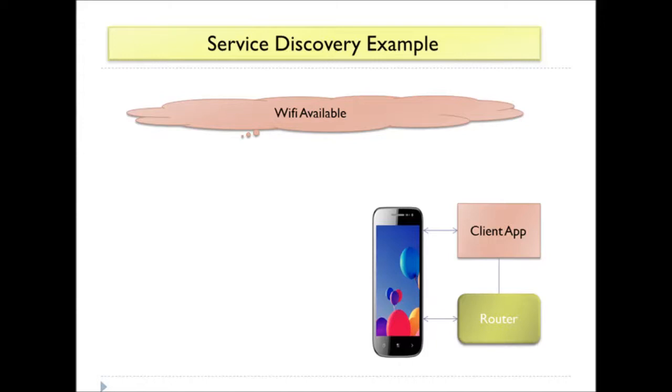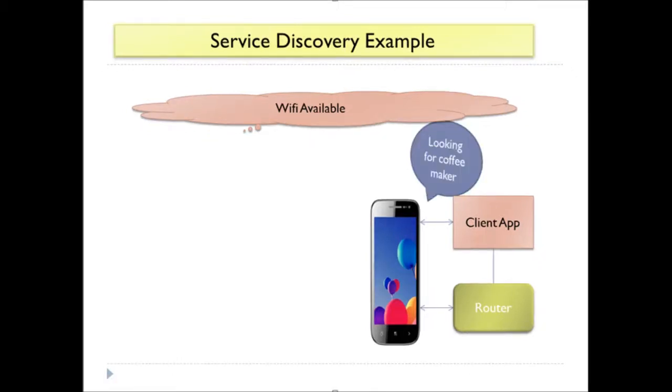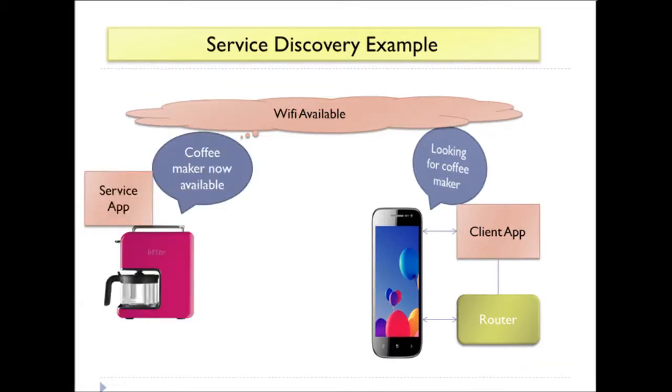So in this example, we have got a standard device with Android running on it, and it's got an AllJoyn client app and a router. And the client app is for the coffee maker, and it's looking for a coffee maker, and so far it's not finding one. So now we have got a coffee maker which has got an AllJoyn service app running on it.